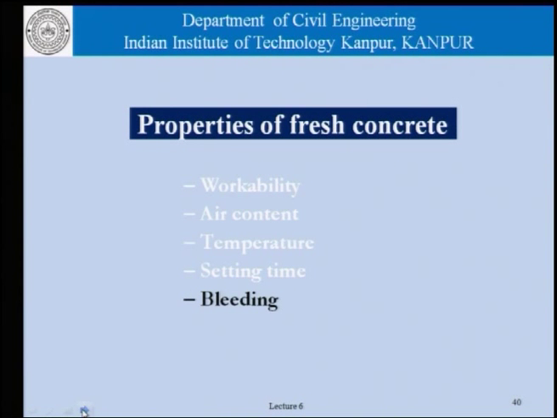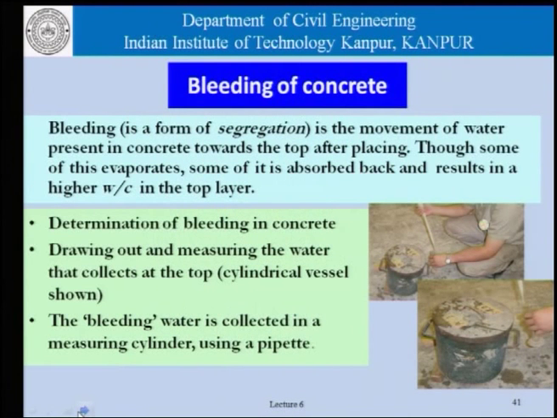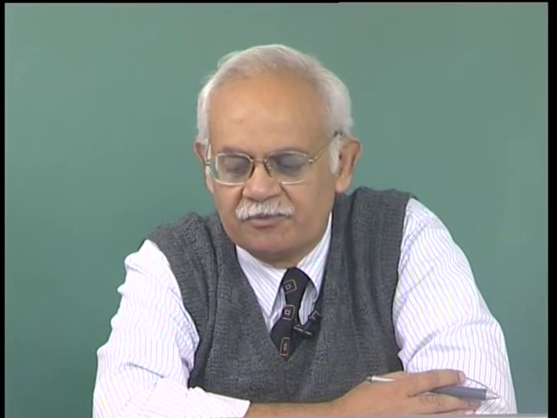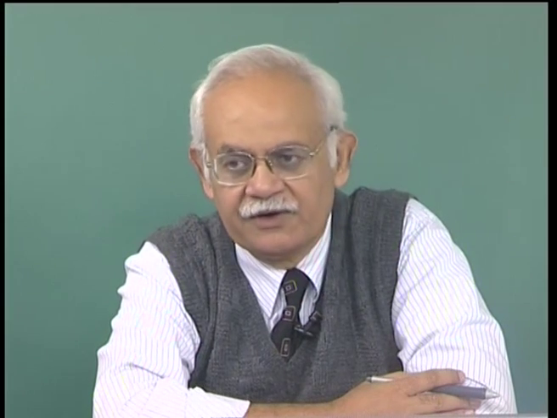Now, coming to the last property of fresh concrete that we will discuss, that is bleeding. Bleeding is a form of segregation and is the movement of water present in concrete towards the top after placing. Though some of the water that appears on the surface evaporates, some of it is absorbed back and results in the higher water cement ratio in the top layer. We will take a look at the schematic representation of this process in a later slide.